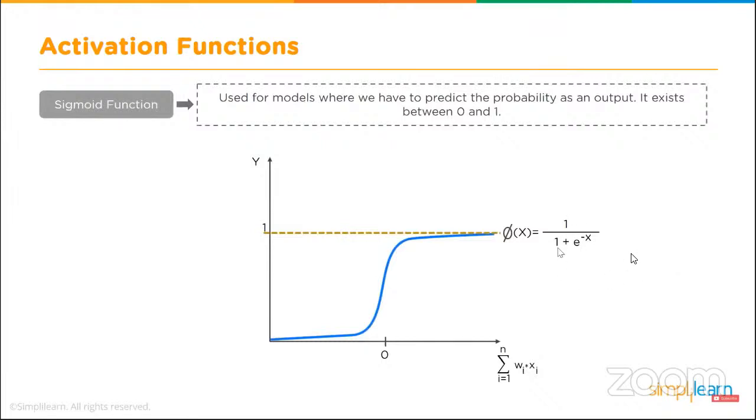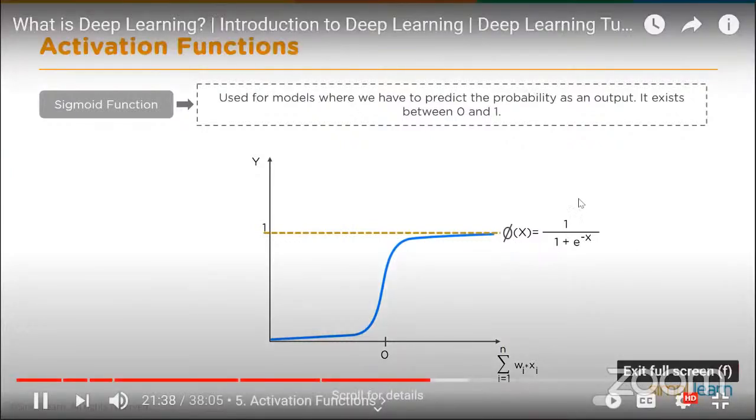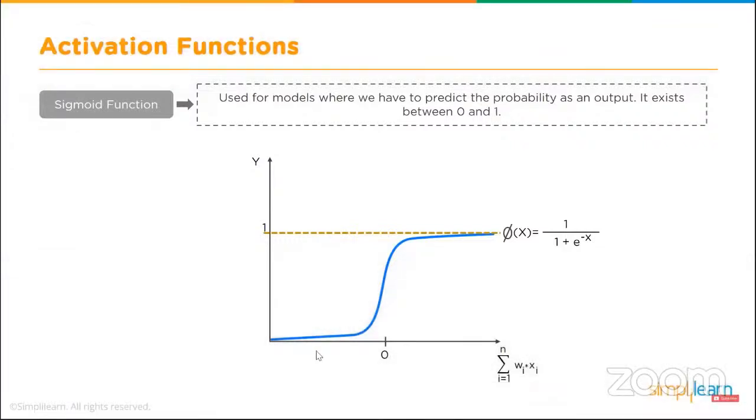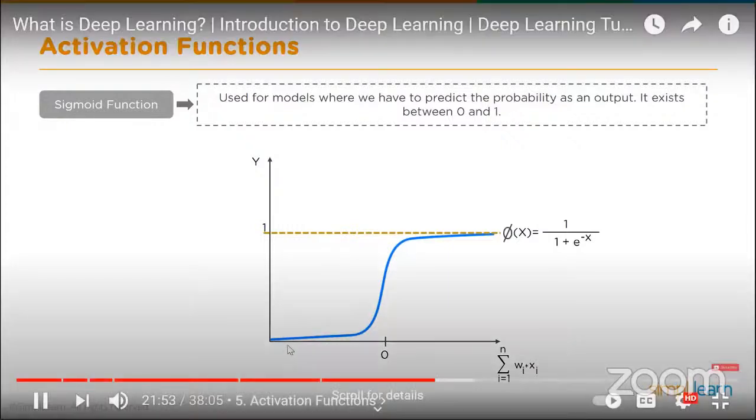This is the equation of a sigmoid function, which is 1 by 1 plus e to the power of minus x. So x is the value, that is the input. The equation is phi x is equal to 1 by 1 plus e to the power of minus x. And as you can see here, this is the input on the x-axis. x can also go negative. This is the 0, and this is the negative value of x.